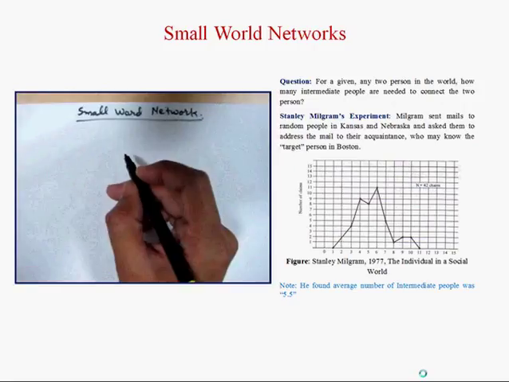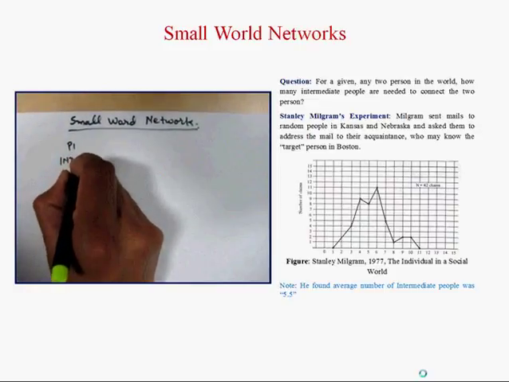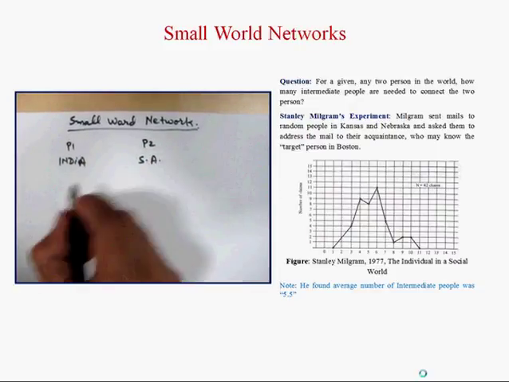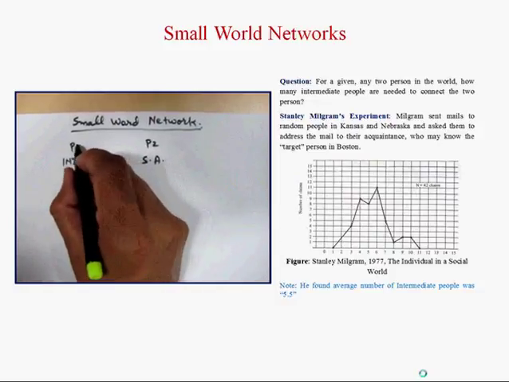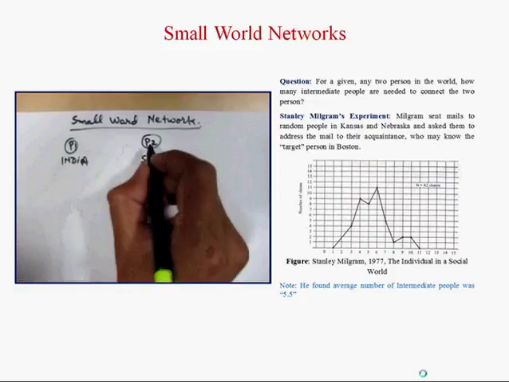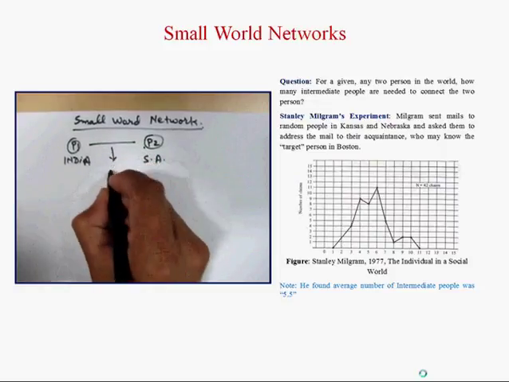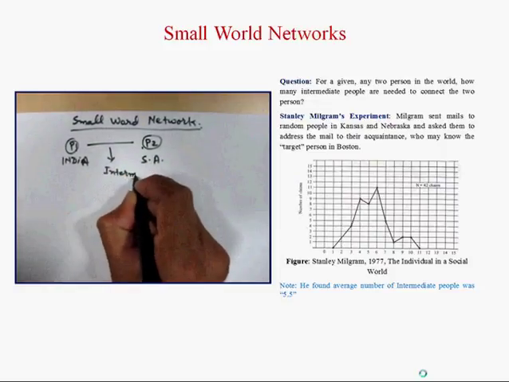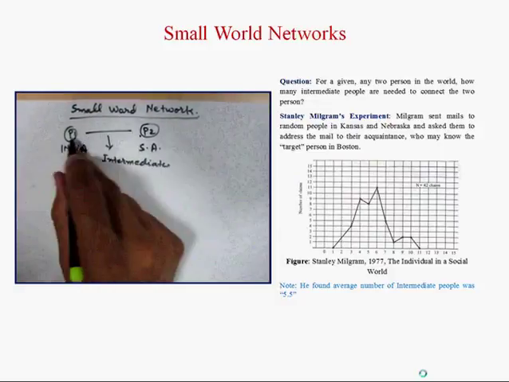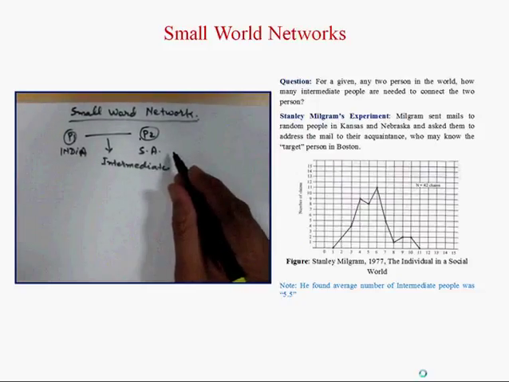Suppose a person P1 is in India and a person P2 in South Africa. To reach from person P1 to P2, how many intermediate people are needed to connect those two people? To answer these questions, Stanley Milgram had done an experiment.